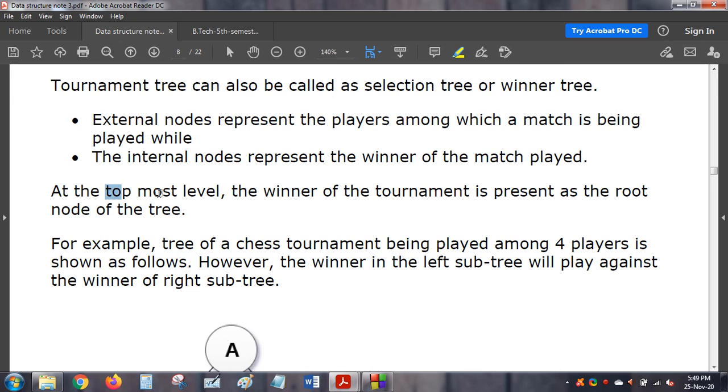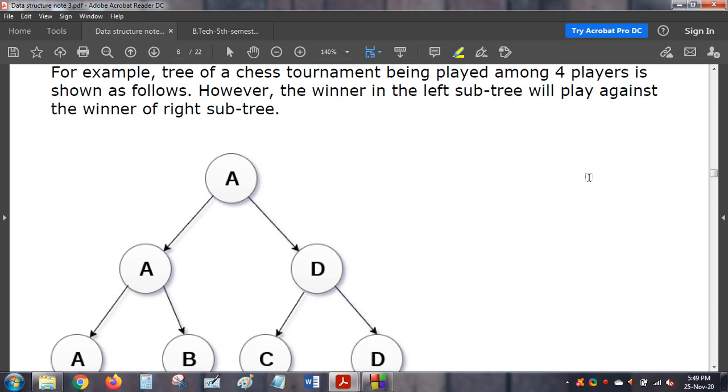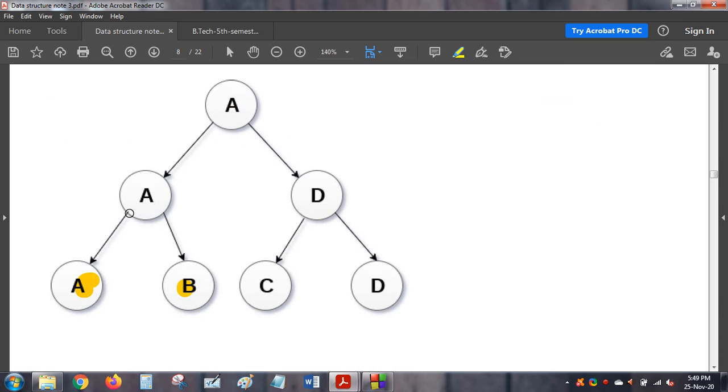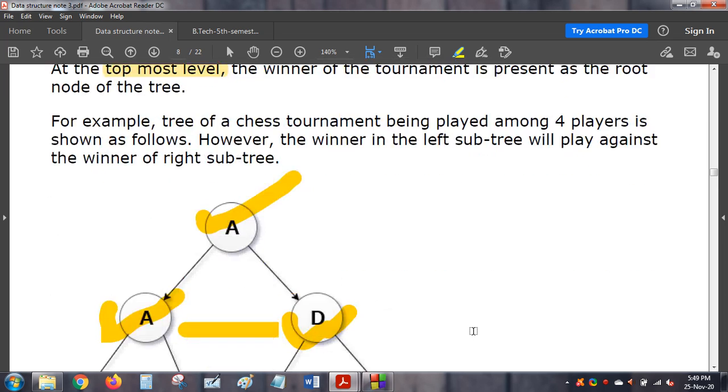Let's see with an example. If a tournament is being played between four players, the winner in the left subtree will be played against the winner in the right subtree. So A and B have played, out of which A is the winner. C and D have played, out of which D is the winner. Then A and D played, and A is the winner. So this is how we form the tournament tree.